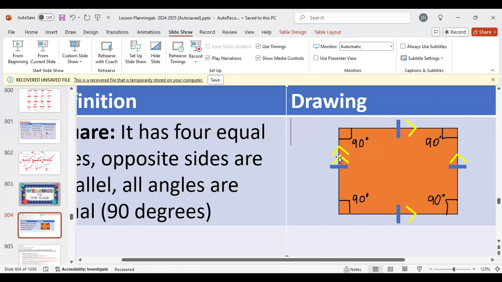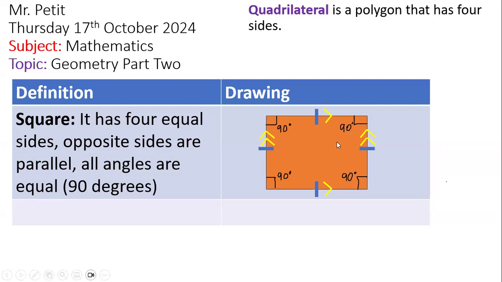So if we double this, this means that this line is parallel to this one. And that's the difference right there. That means that only opposite ones are parallel. So now we're good. Now this is a perfect square. Everything is here. You have your lines which show that all the sides are equal, and you have your arrows which show that opposite sides are parallel to each other. All right, does that make sense?